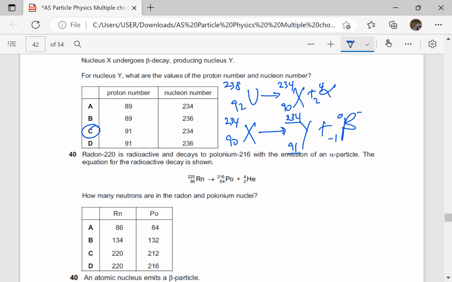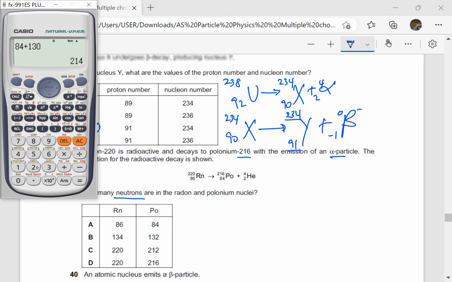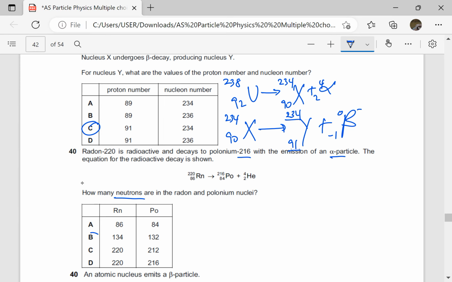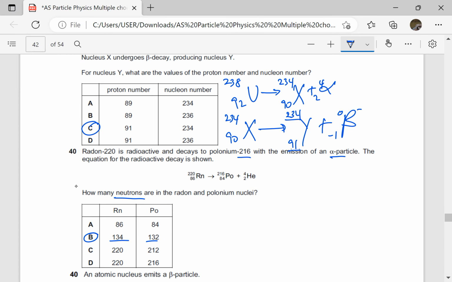Radon-220 is radioactive and decays to give polonium-216 with the emission of alpha. The equation is shown here. How many neutrons are in the radon and polonium nuclei? We want neutrons. So we just subtract. For radon, 220 minus 86. That's 134. So I think the answer is B, because you can check for polonium. Polonium is 216 minus 84. That's 132. So the answer is B.